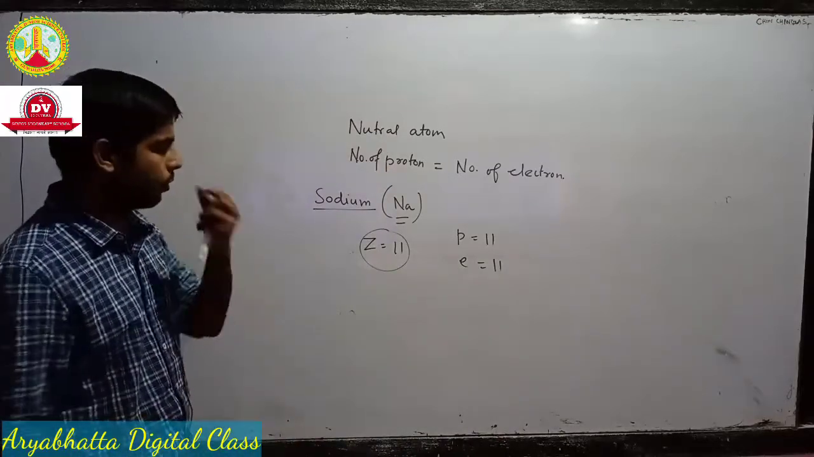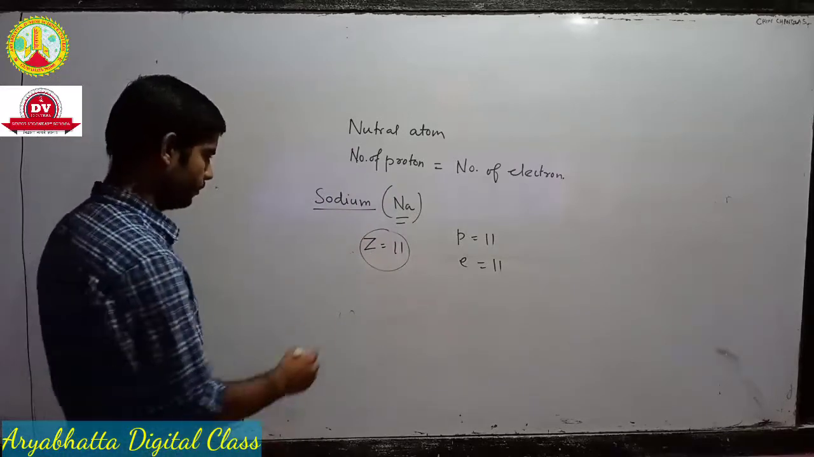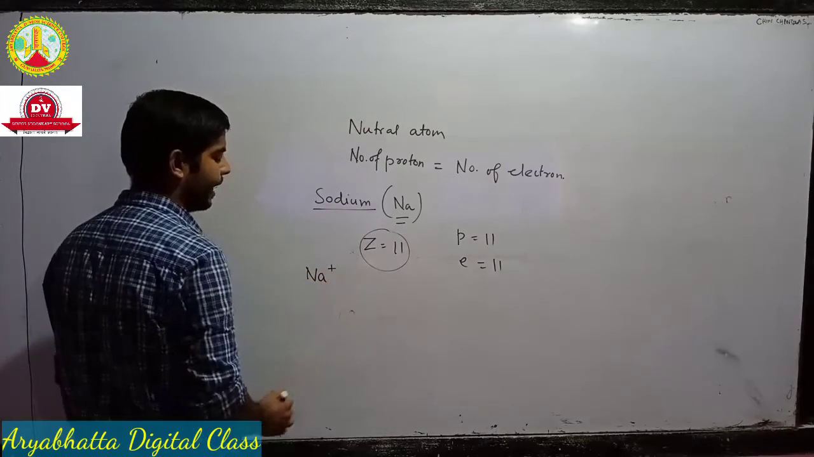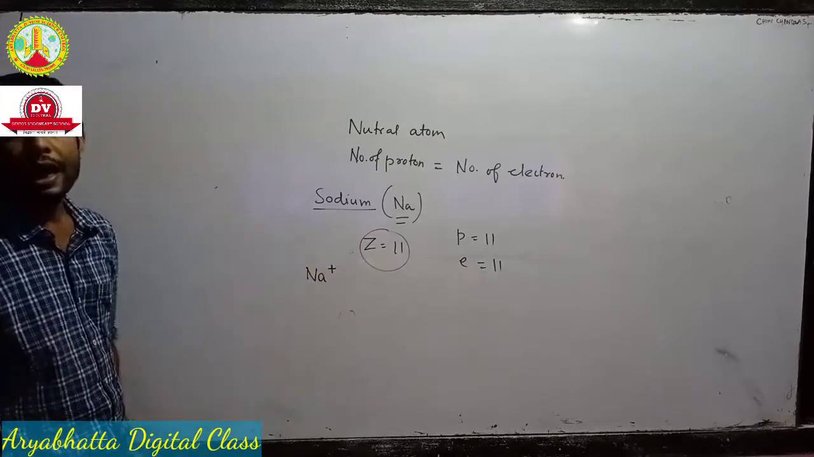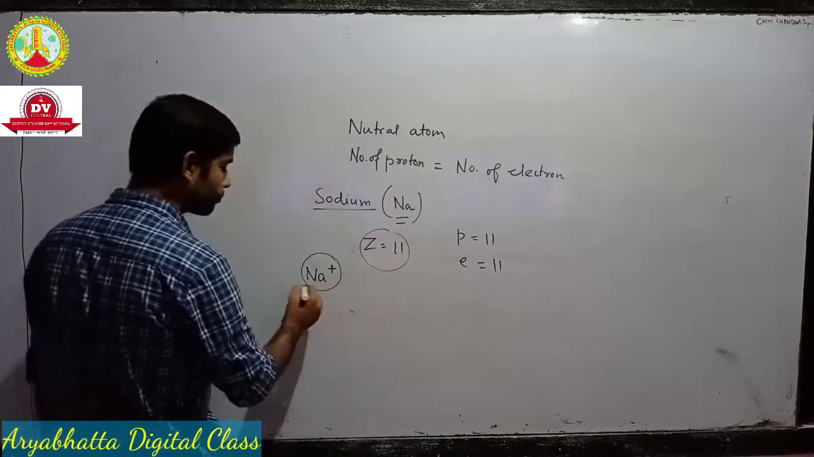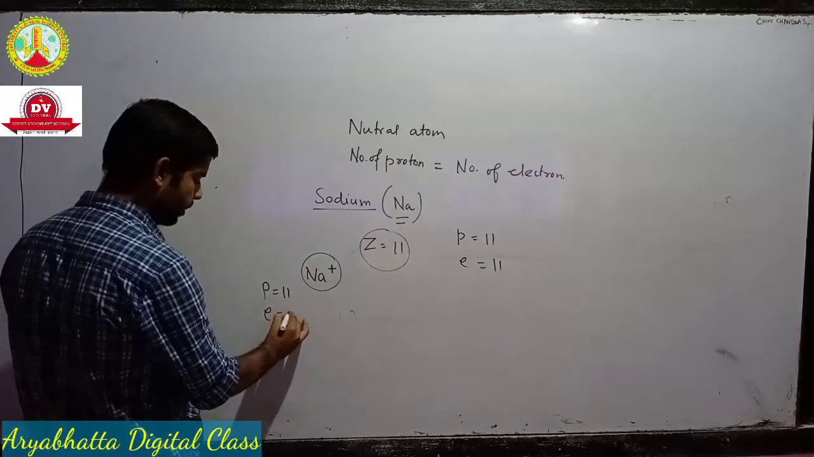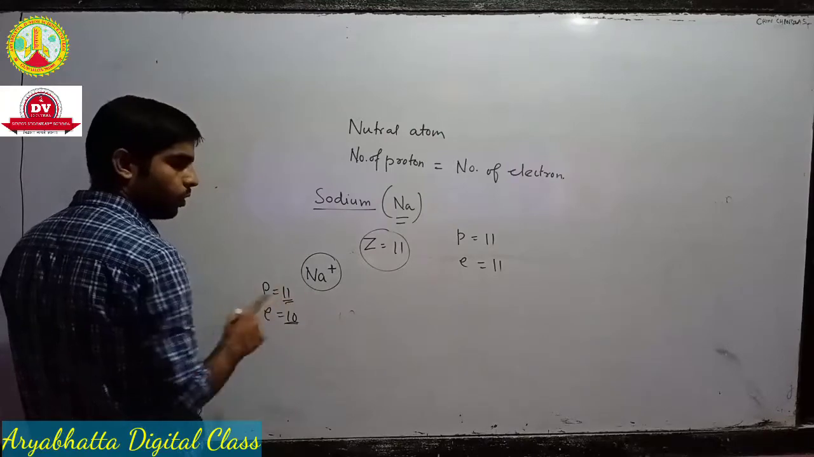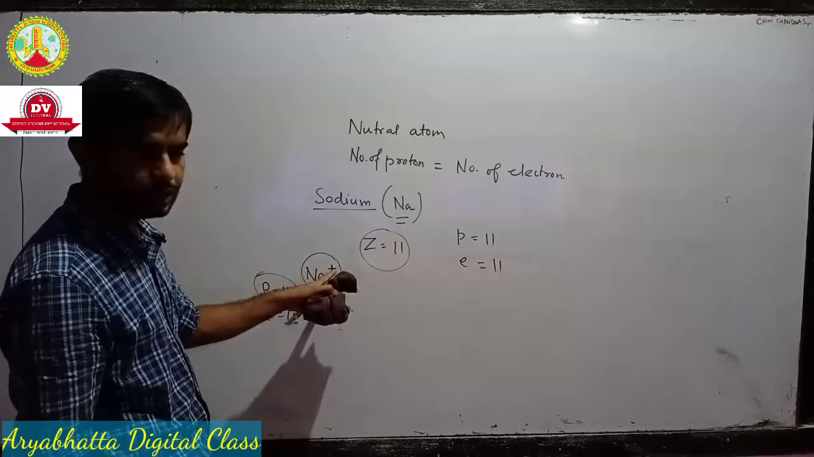Now this is neutral sodium, but sodium can form ions also. What kind of ion can sodium produce? Sodium can produce a cation, meaning one positive charge, Na plus. And what does Na plus mean? It means it has the same number of protons, but it has lost one electron. Since one electron has been lost, there is a positive charge over here.